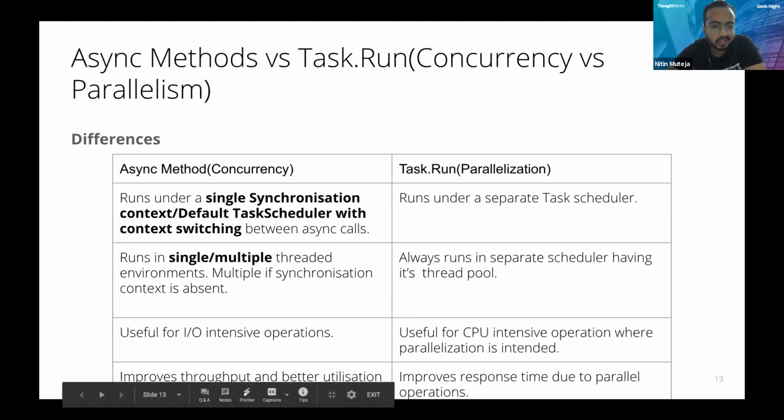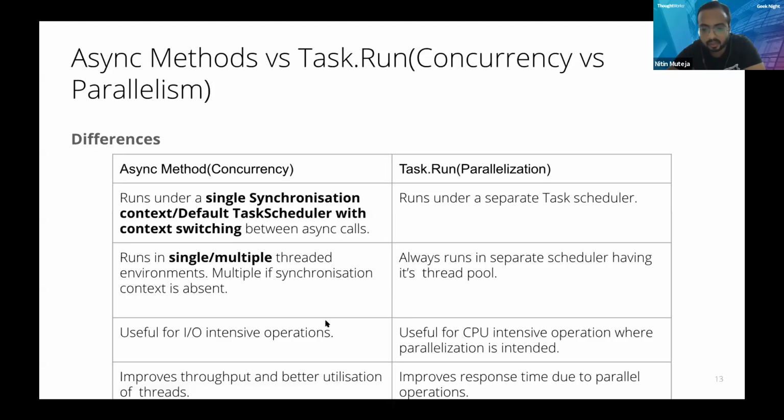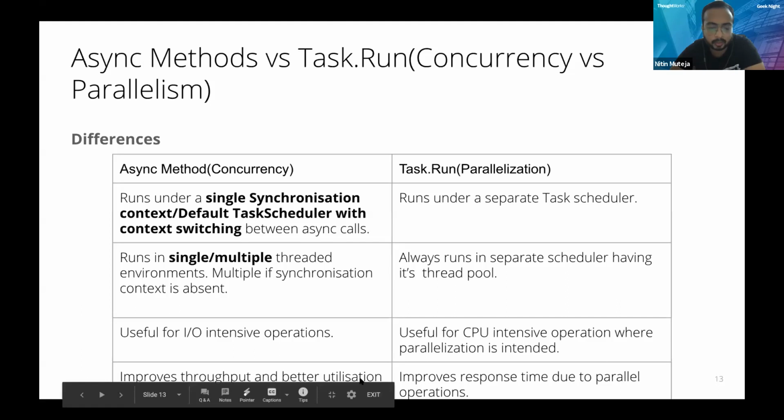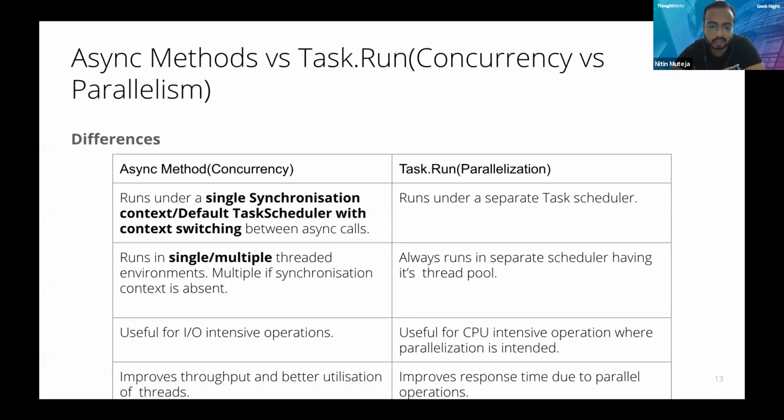Asynchronous methods are mainly useful for input-output intensive applications, wherein your methods are actually waiting for input from a socket or maybe the file system. Async programming is generally useful for that. Whereas parallelization is generally useful for CPU intensive operations where you intend to parallelize multiple tasks and you want to execute them at the same time.